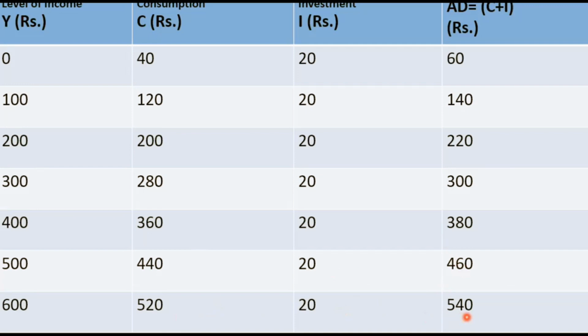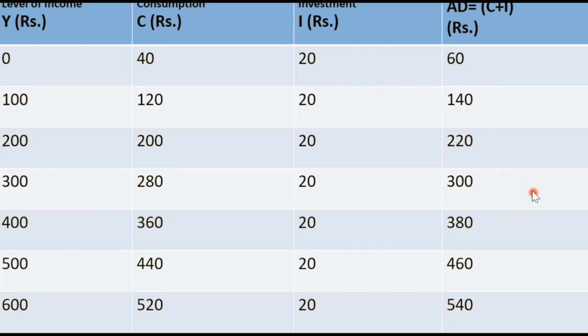So what conclusion can we draw from this? We can see that as income is increasing, aggregate demand is also increasing. That shows that there is a positive relationship between income and aggregate demand: as income increases, aggregate demand also increases.